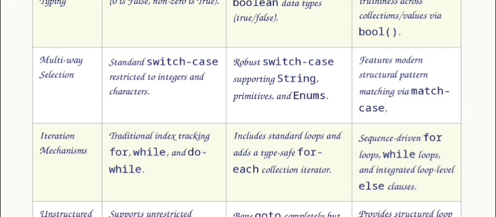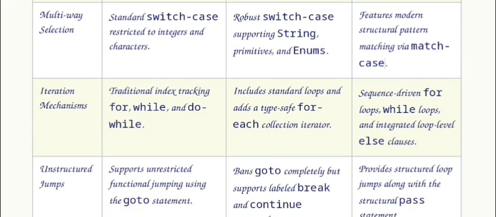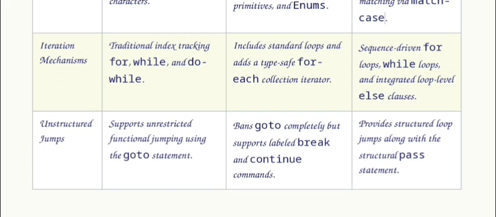Next differentiation: unstructured jumps. C supports unrestricted functional jumping using the goto statement. Java or OOP bans goto completely but supports labeled break and continue. When it comes to Python, it provides structured loop jumps along with the structural pass statement.